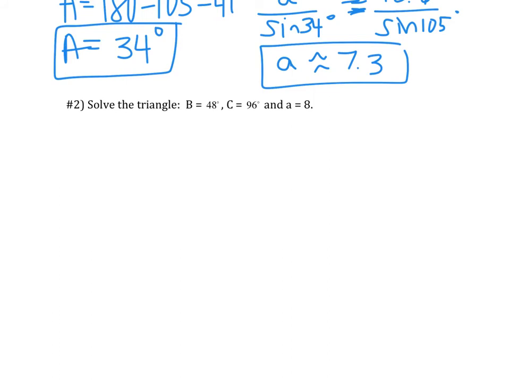All right, number 2. Solve the triangle. It'll be okay, though. All right, solve the triangle.